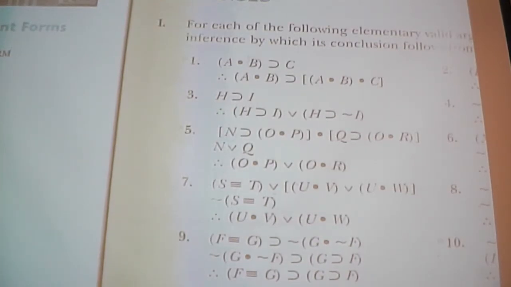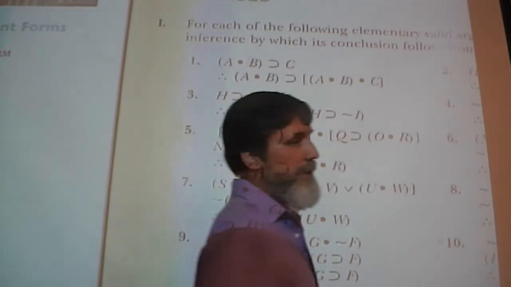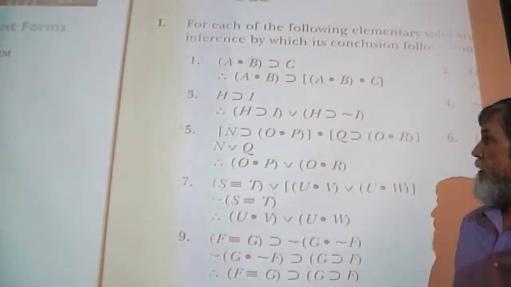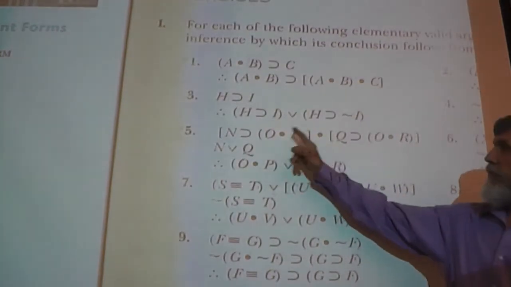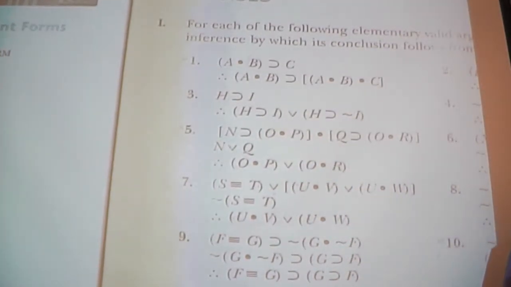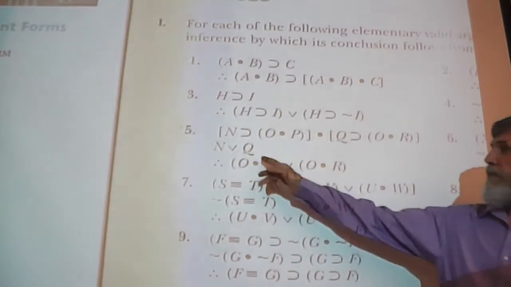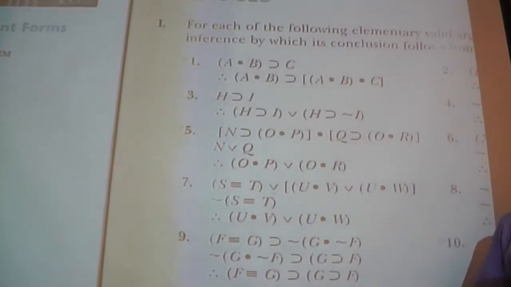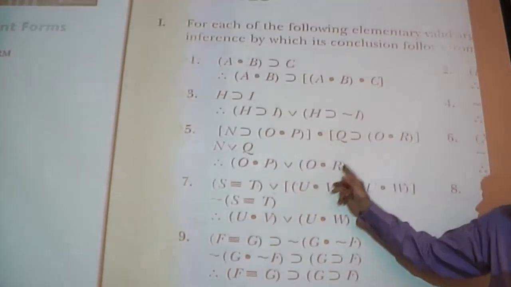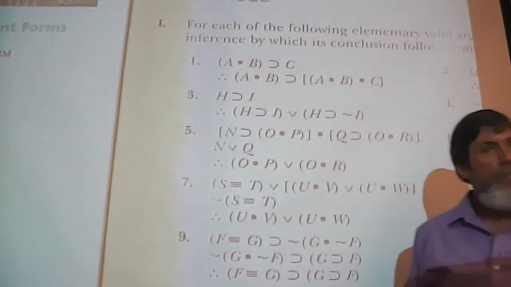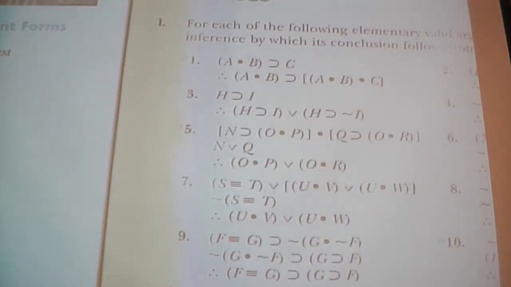Number 5. Well, it looks pretty long, but it has the same base description as one of our 9 rules of inference. Let's see what we have here. We've got 2 premises. Notice that first premise is a conjunction of 2 conditional statements. Second premise is a disjunction of their antecedents. And the conclusion is a disjunction of their consequents. Constructive dilemma. All right.